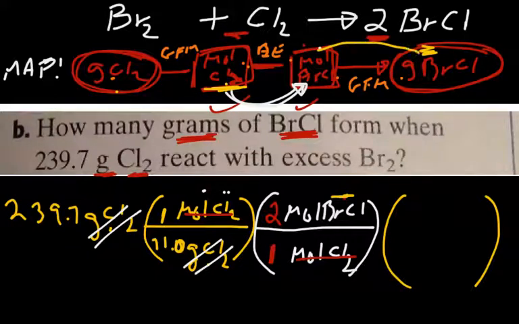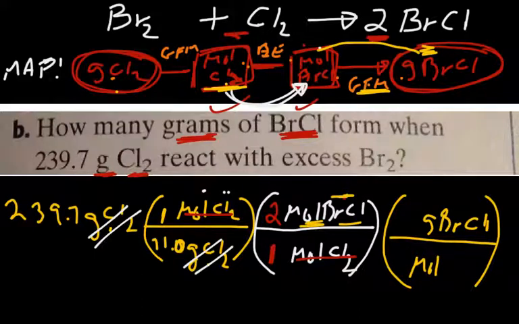So we're doing this last step. Now we need the GFM of BrCl. So we set it up. Okay. We are looking for grams of BrCl. The thing you're looking for, the substance you're looking for, always goes in the top. That's the nice thing about it. Okay. And we want to get rid of this unit, moles of BrCl. So we put moles of BrCl in the bottom.